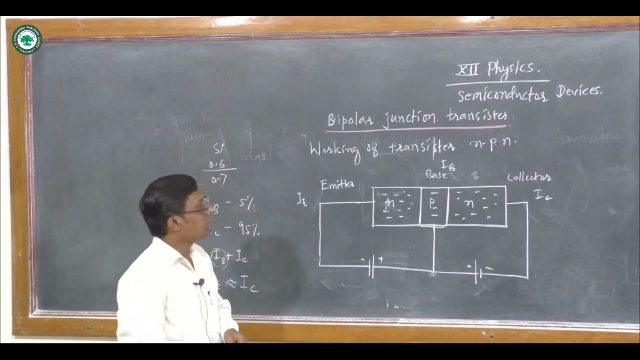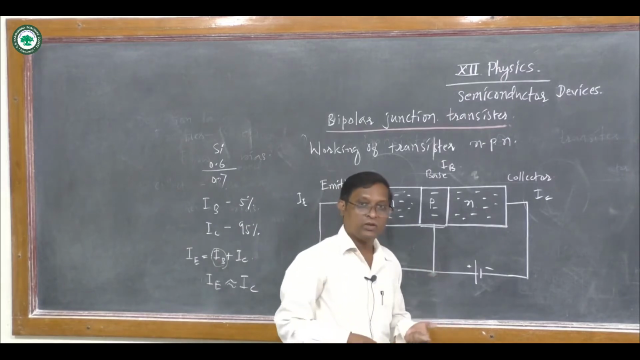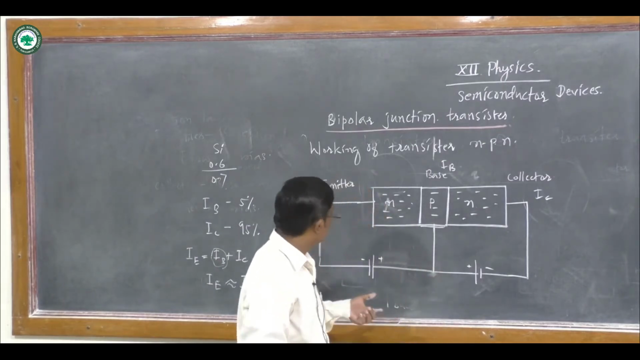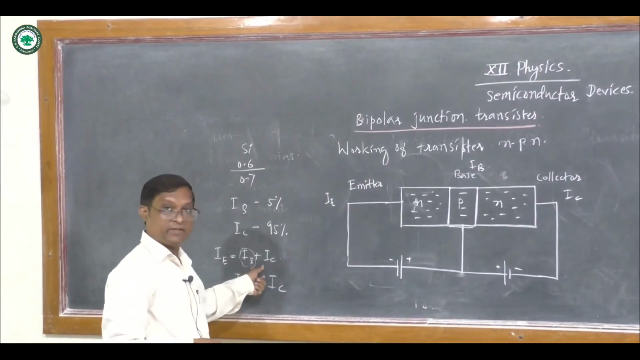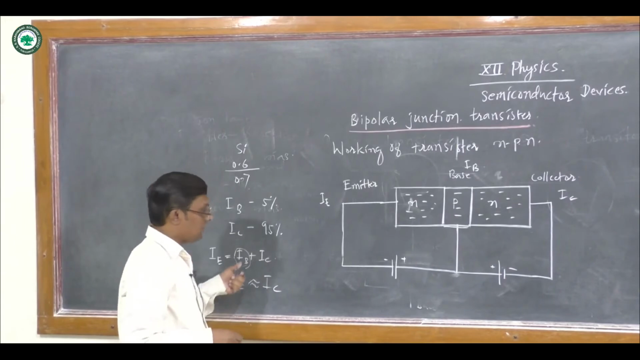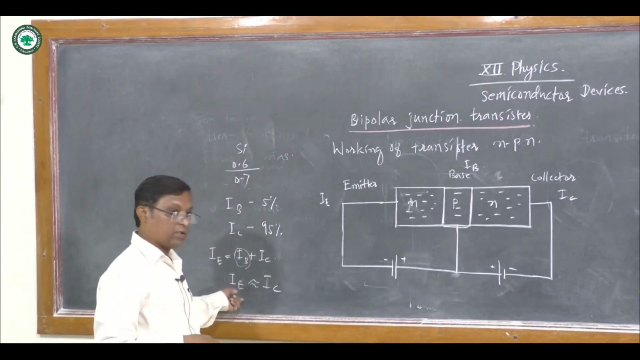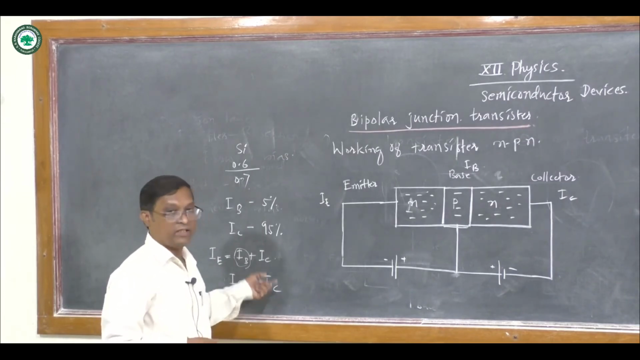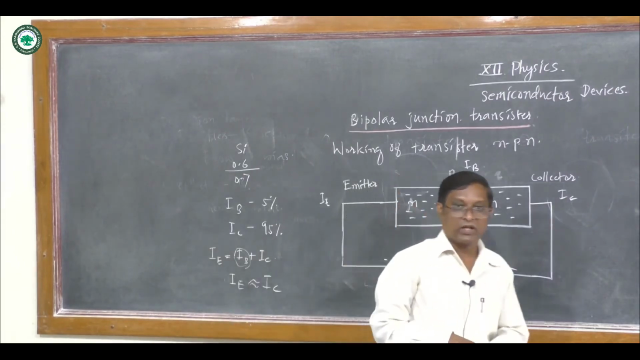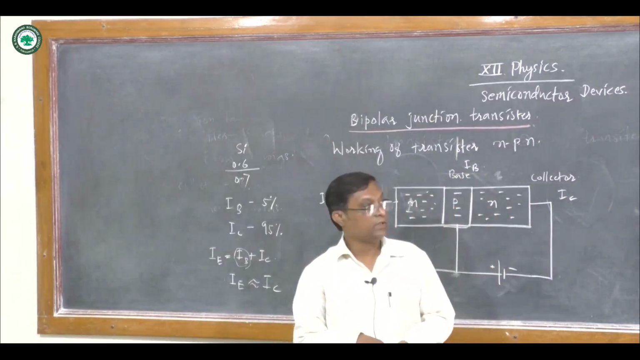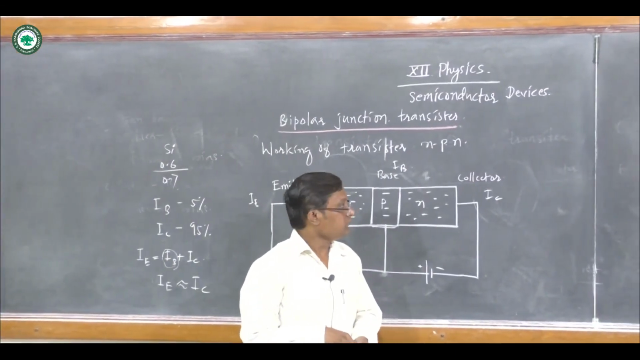Similarly, in a PNP transistor the majority carriers are the holes, and we get the emitter current IE as IB plus IC, and in a PNP transistor also the emitter current is nearly equal to the collector current. This is about the working of the transistor. We get the collector current in this way.